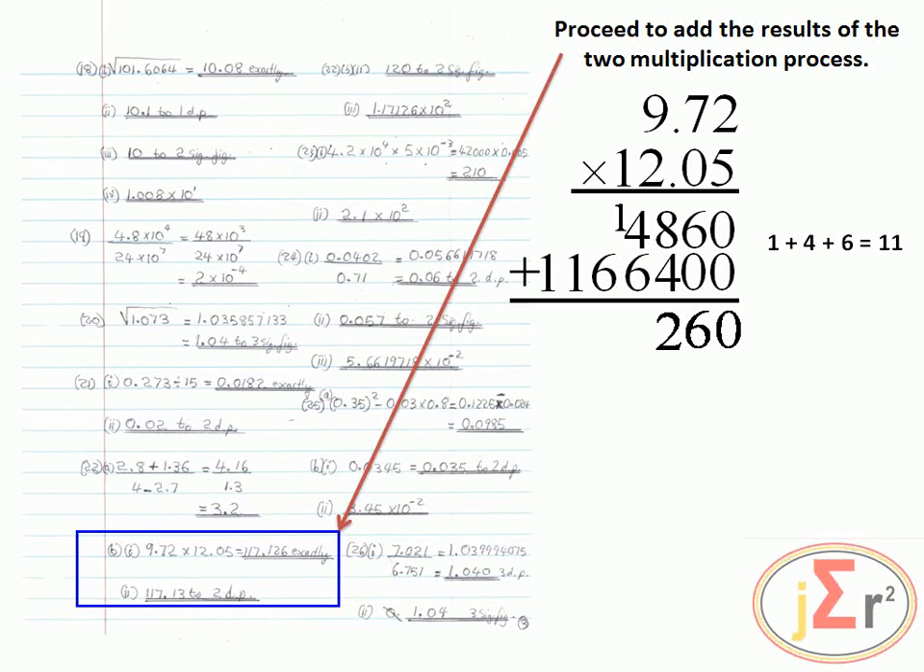Then all of those will be added. 1 plus 4 plus 6 is equal to 11. 1 carry 1. Then what? 6 plus 1 is 7. And then nothing to add there.